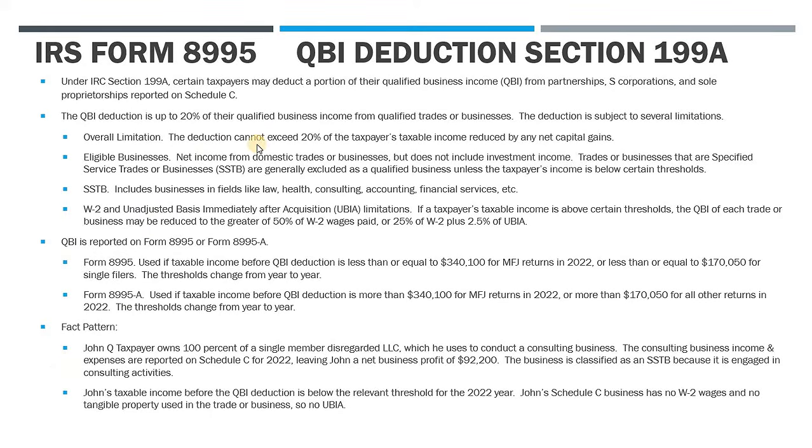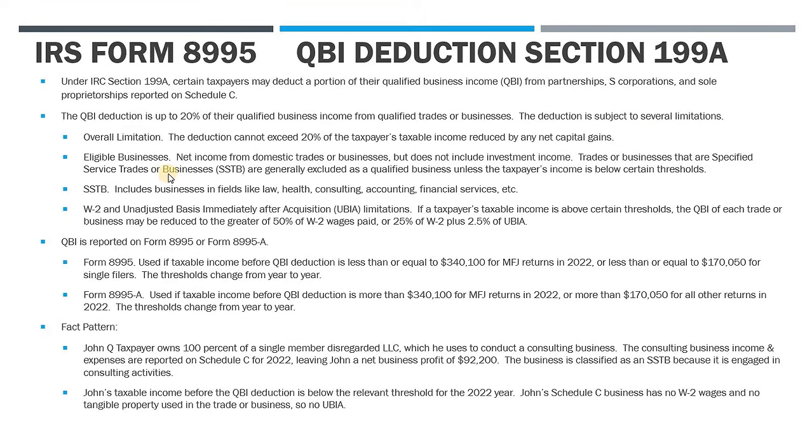Now, although the computation of 20% of qualified business income sounds kind of straightforward, there are a lot of nuances and limitations that apply. So let's talk about just a couple of these here. So the first limitation is the deduction cannot exceed 20% of your taxable income reduced by any net capital gains. And that's also what we're going to see in our example here when we look at John, is he's going to have a 20% of taxable income limitation. So the amount of QBI deduction is going to be reduced.